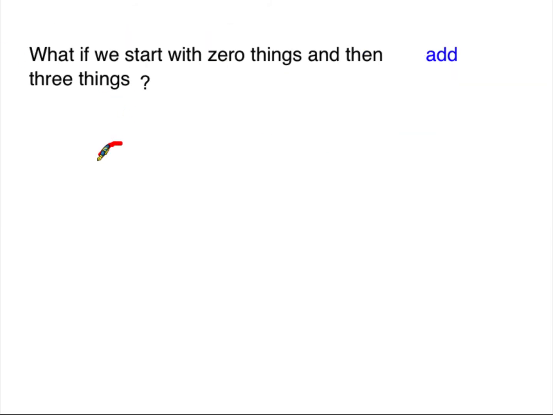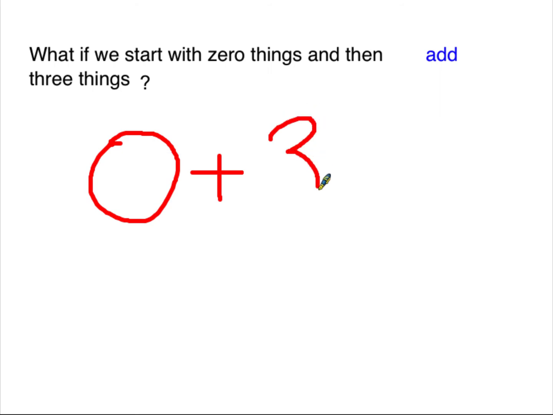So how about you start with 0? You start with nothing, and then you add 3 things. How many do you have? Some grade 1 say 0, but I hope you said 3. Because if you start with nothing and you have 3 things, well, then you end up with 3 things. So when you add 0, your answer is always going to be the other number.